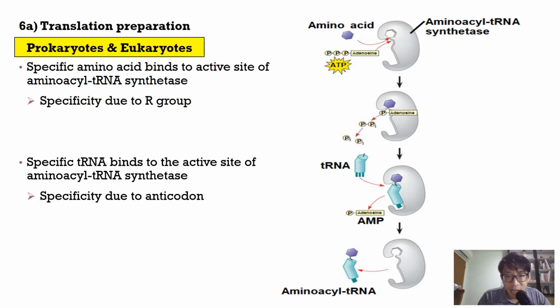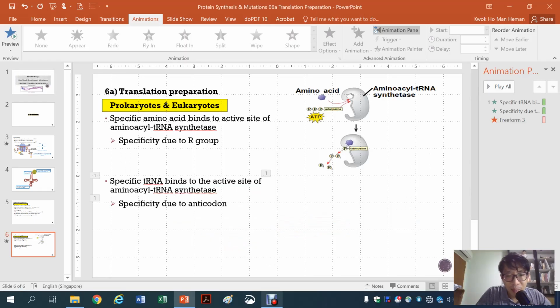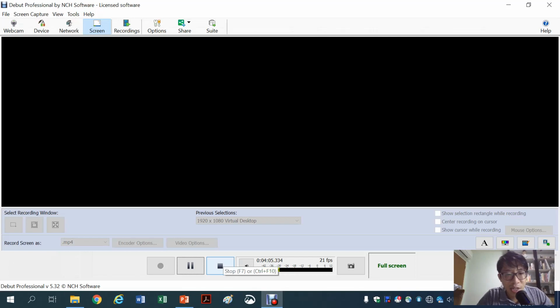Once that is done, the enzyme would catalyze the addition of the amino acid to the tRNA to form the aminoacyl tRNA. So now the specific tRNA with the specific anti-codon would carry the specific amino acid to the ribosome. That would be the next step in translation that we look at in the next video.